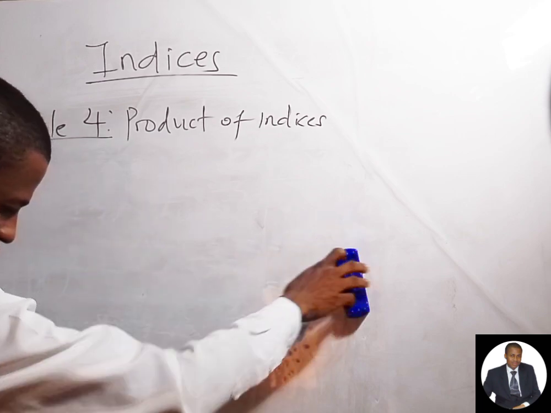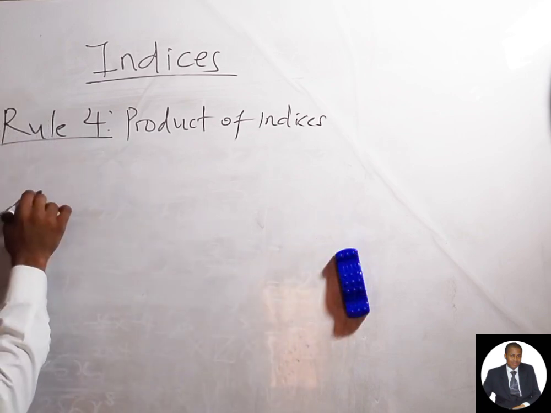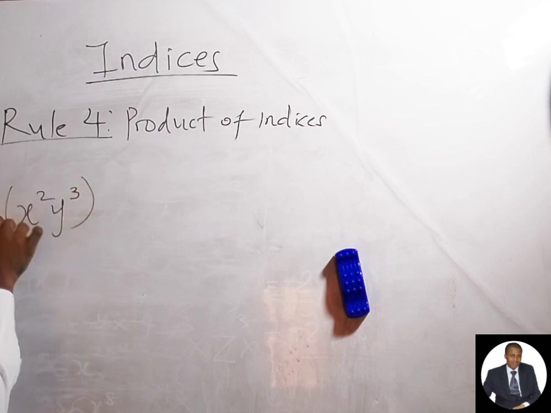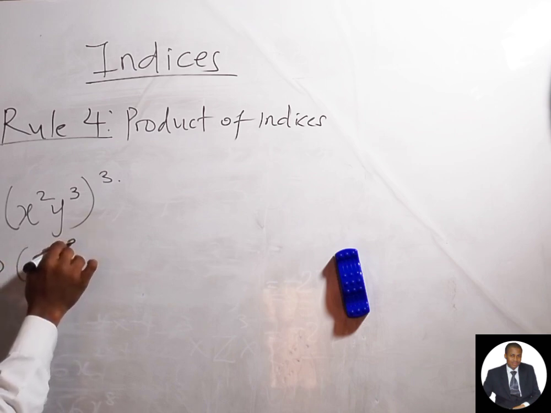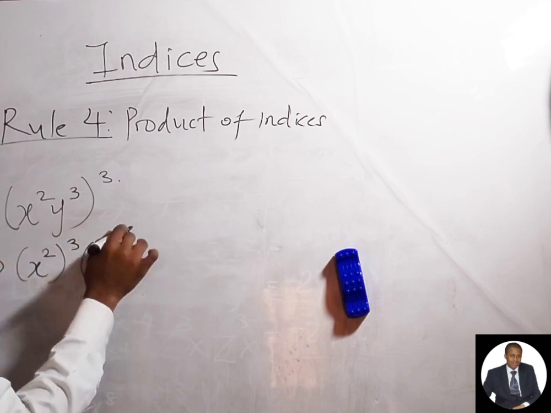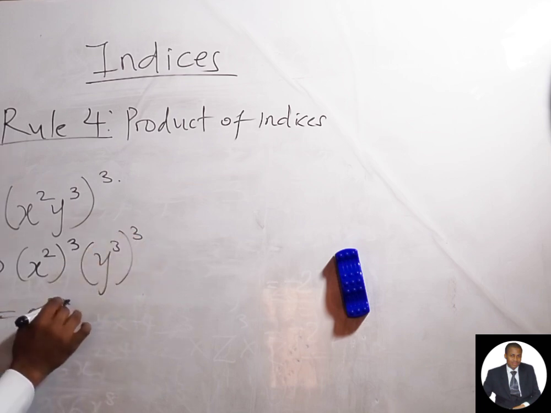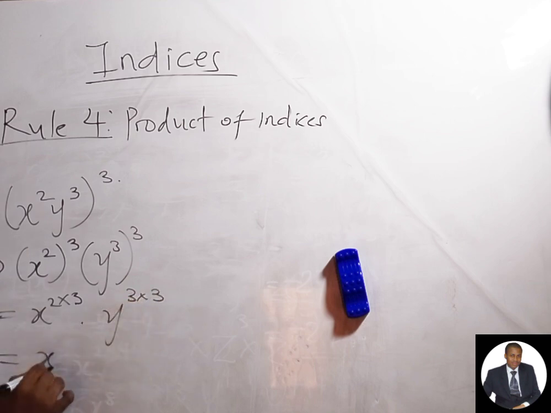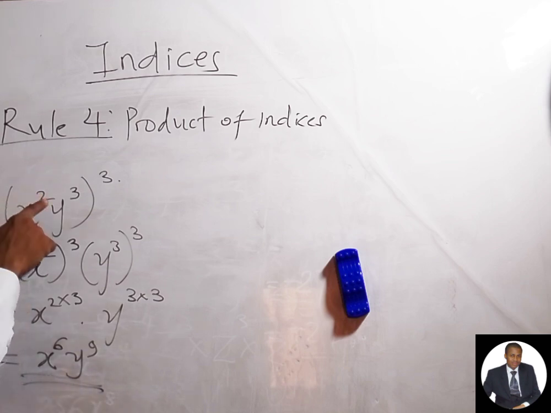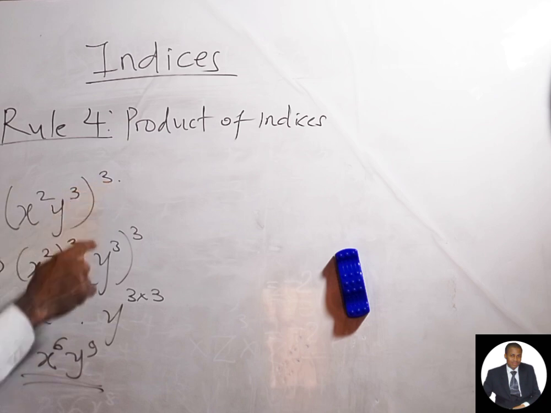Number 6. Let's look at something like x squared y cubed to the power of 3. Everything outside multiplies what is inside. This means x squared into 3, y cubed into 3. X 2 times 3, y 3 times 3. That's x to the power of 6, y to the power of 9. What we just do, we just say 2 times 3, 6. 3 times 3, 9. Simple as that.